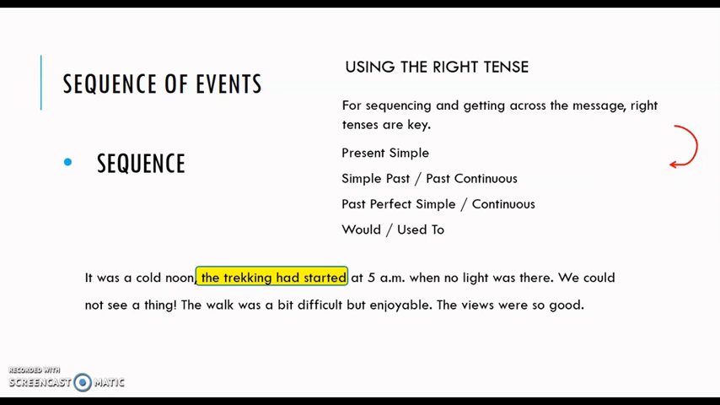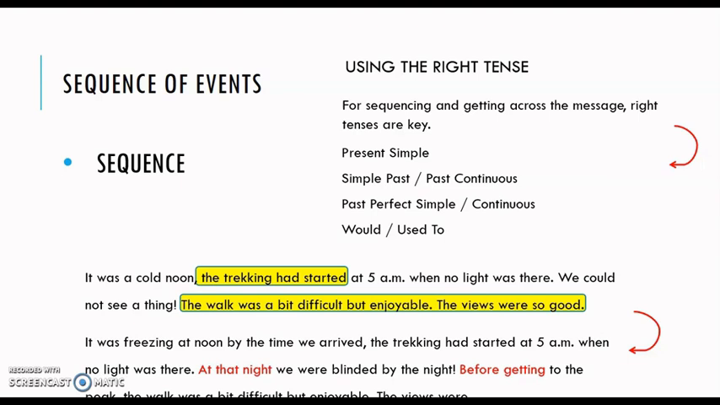We couldn't see a thing. The walk was a bit difficult but enjoyable, and the views were so good. Let's see how we can change this second part. The walk was a bit difficult but enjoyable, and the views were so good. And it will help us introduce another element we need to take into account when writing or sequencing events in the story. It was freezing at noon by the time we arrived.